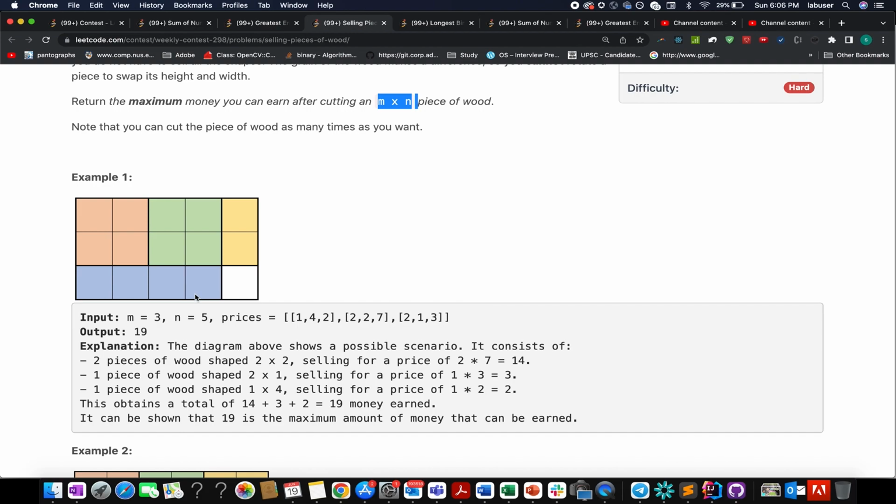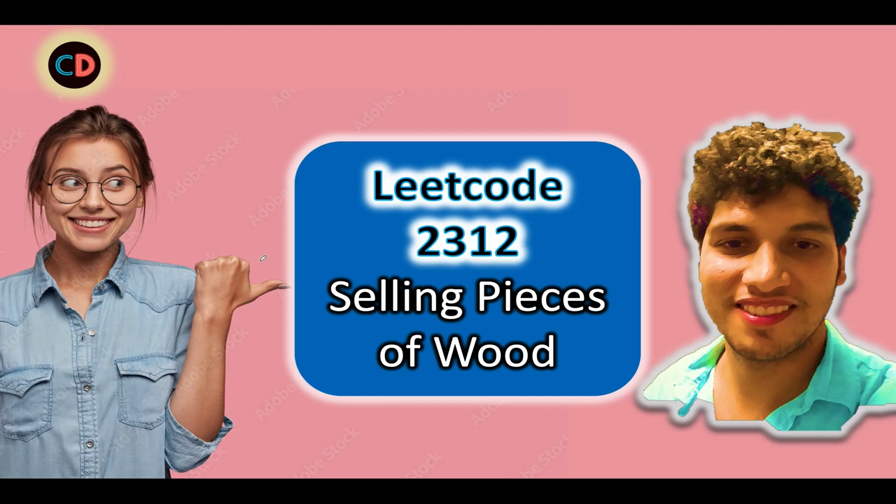So let's quickly hop onto the presentation. Leetcode 2312, Selling Pieces of Wood. It's a hard level question on Leetcode, but I don't feel the same. The concept that we will use to solve this question is dynamic programming, and you will see towards the end of the video that it's not that complicated.